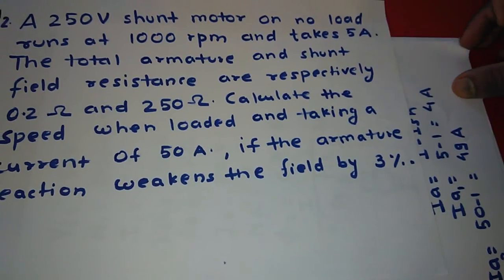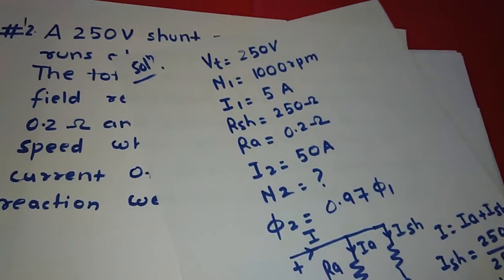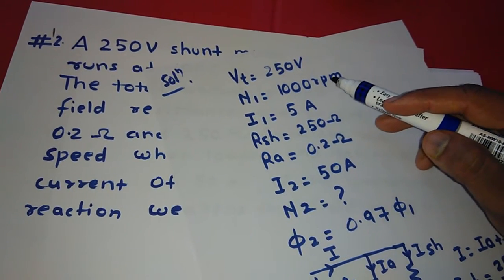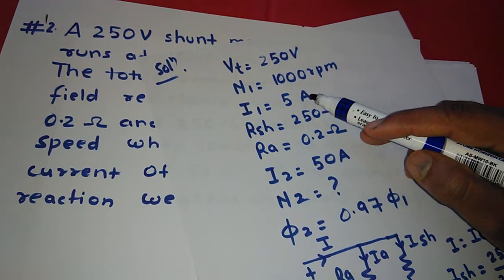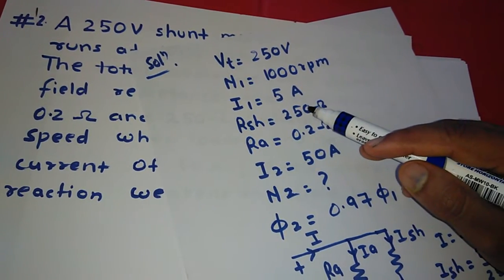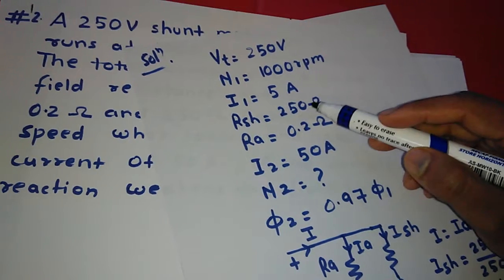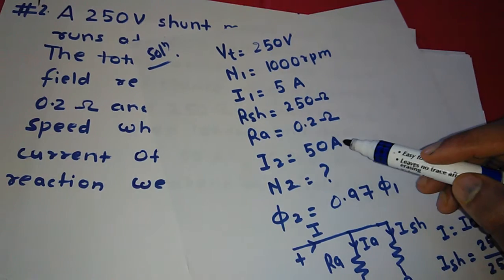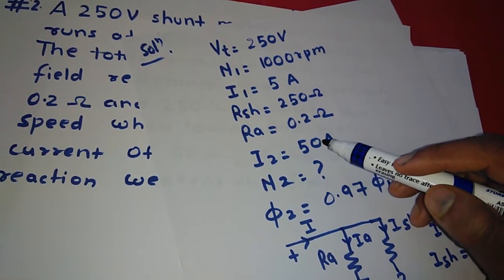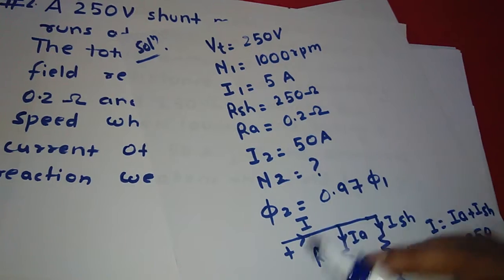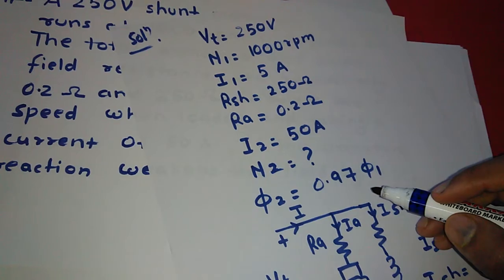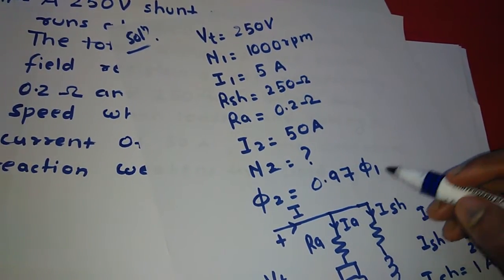So from this problem we have input values. The voltage supply is 250 volt, speed is 1000 rpm, the current I1 in the no load case is 5 ampere, the resistance of the field winding is 250 ohm and of the armature winding is 0.2 ohm, and the loaded current is 50 ampere. We have to find out the speed when the loaded current is 50 ampere, and we have the relation phi2 is equal to 0.97 phi1 because of the 3% reduction in the flux due to armature reaction.